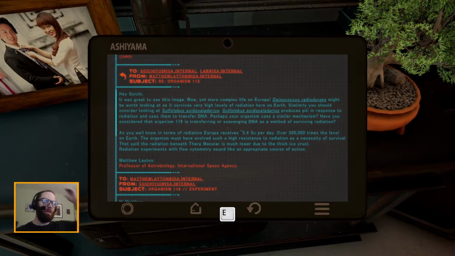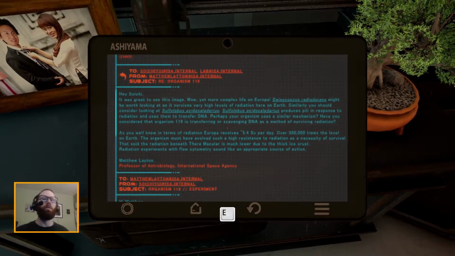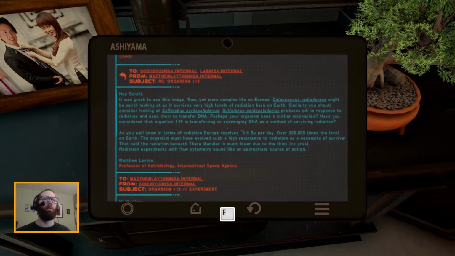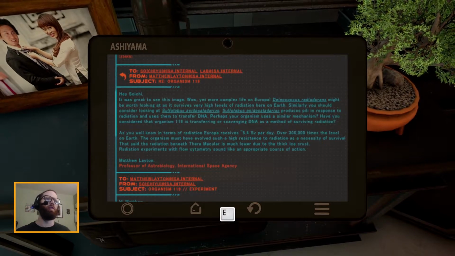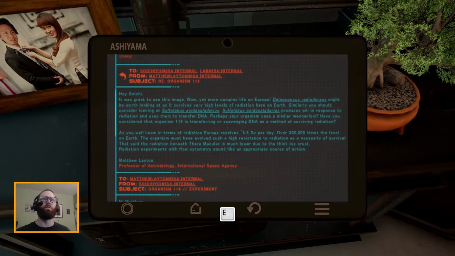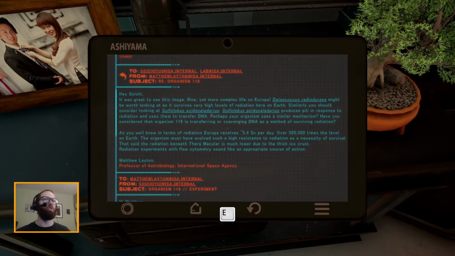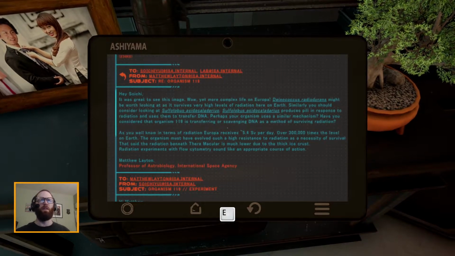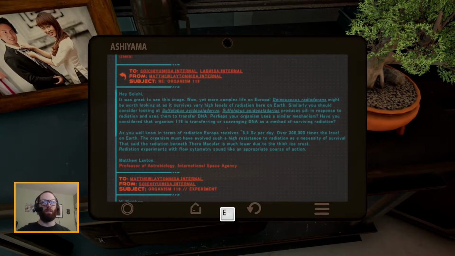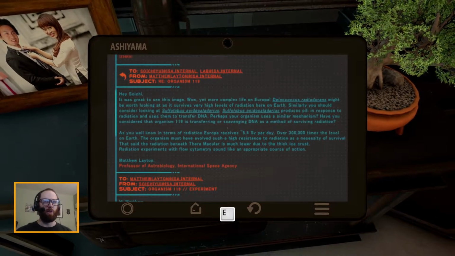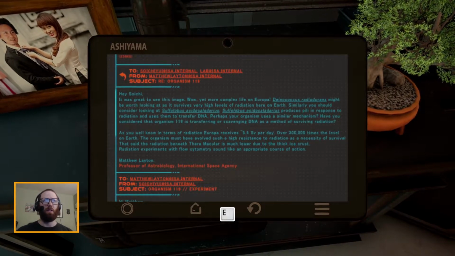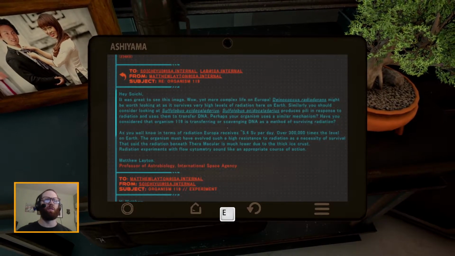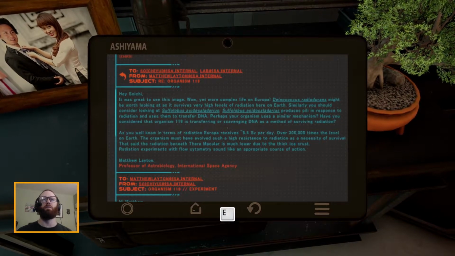Hey, Soshi, it was great to see this image. Wow, yet more complex life on Europa. Whatever that thing is might be worth looking at as it survives very high levels of radiation here on Earth. Similarly, you should consider looking at this other thing. This other thing produces pili in response to radiation and uses them to transfer DNA. Perhaps your organism uses a similar mechanism. However you consider that organism 119 is transforming or scavenging DNA as a method of surviving radiation.